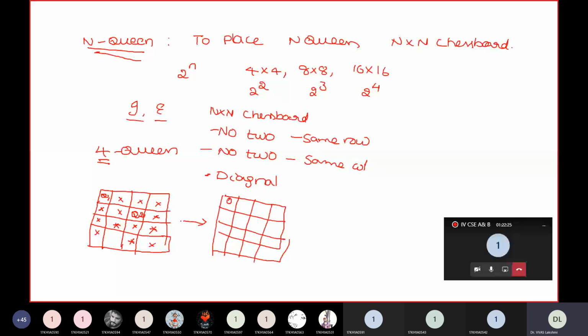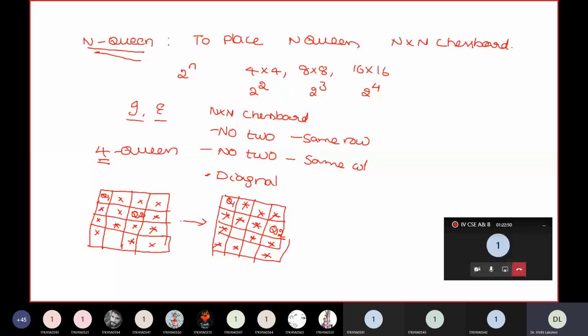So here q1 is already there, and these are the places where we are not able to place any other queen. So q2 I am going to place here. So same row, same column and diagonal positions, we are not able to place the queen. So for q3, here it is the empty place. Here I am going to place q3.